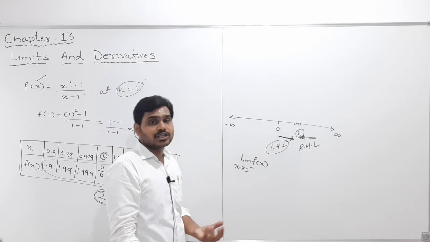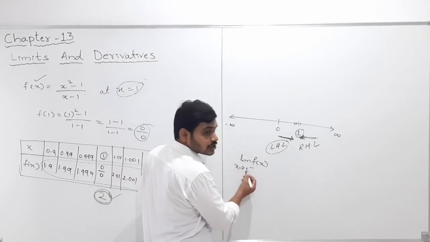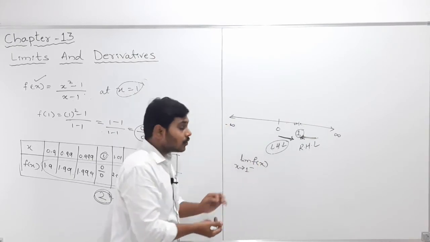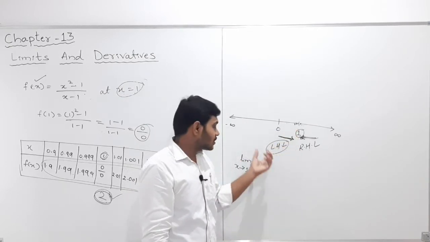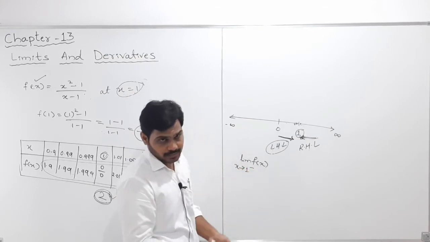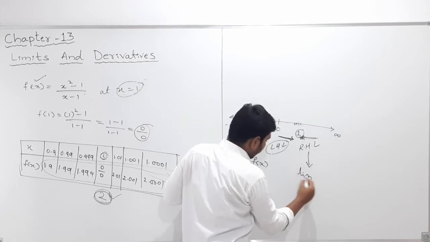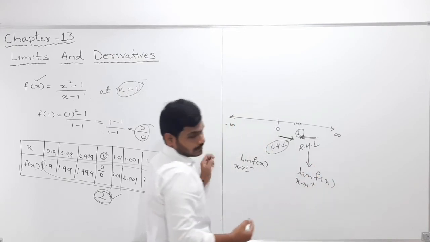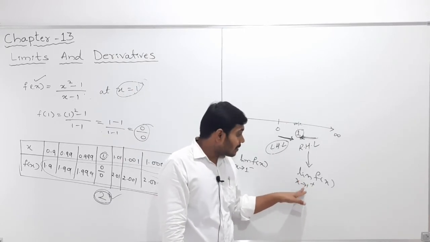So what does it indicate, my dear students? It indicates that as x tends to 1, we are giving values of x very close to 1 from the left hand side. This we call LHL, and we write it as limit of f of x as x tends to 1 minus. Like that, how should I write RHL? Limit of f of x as x tends to 1 plus.